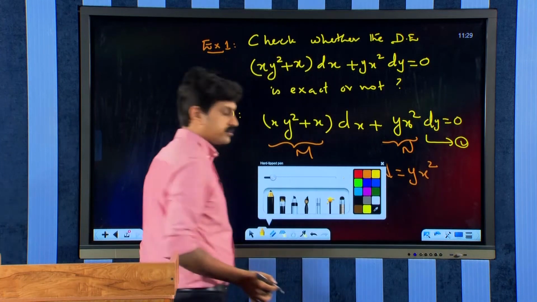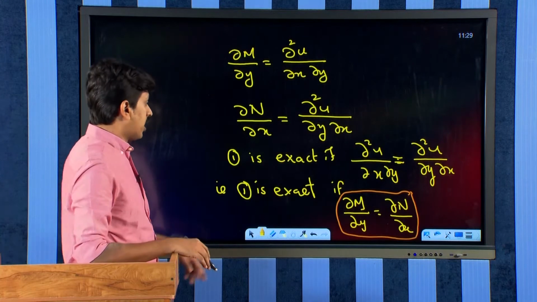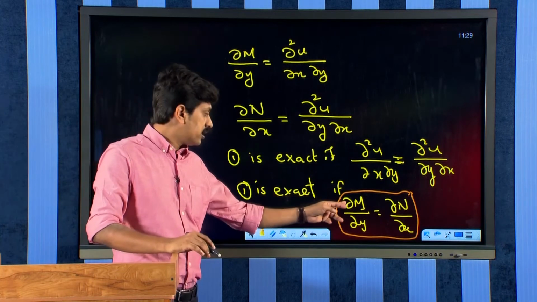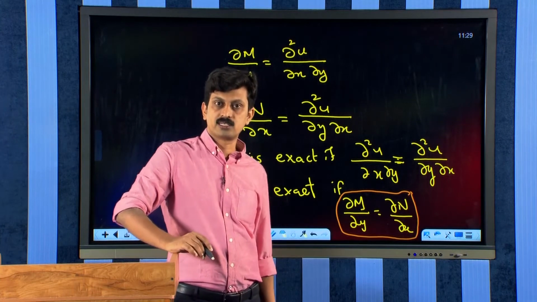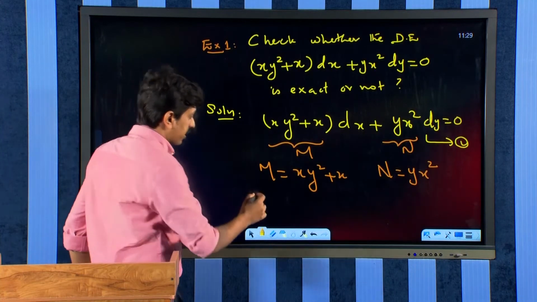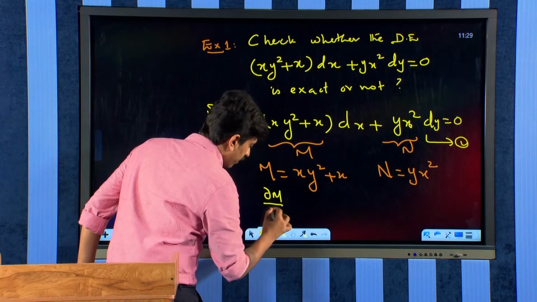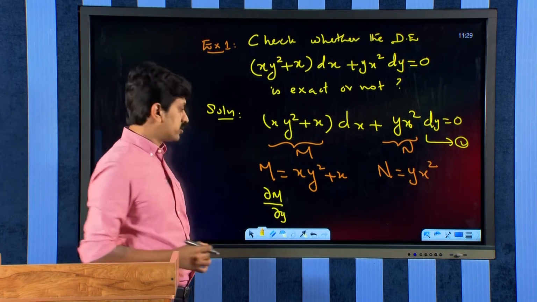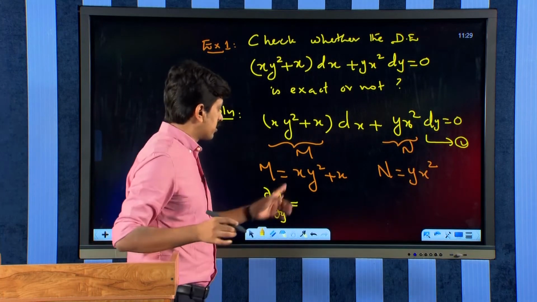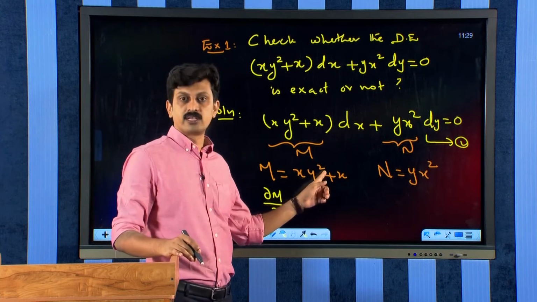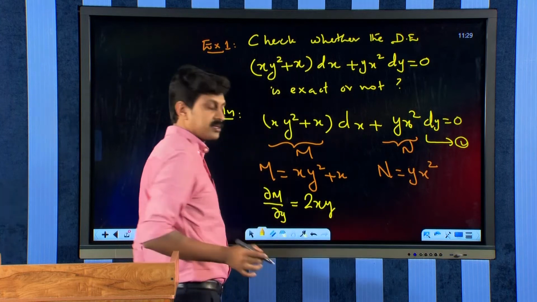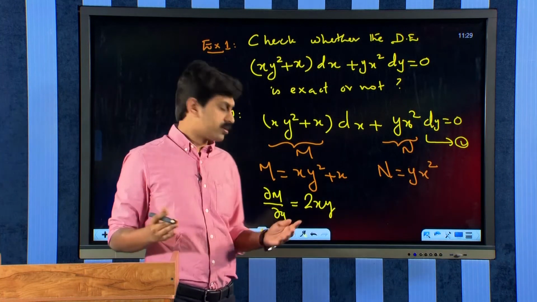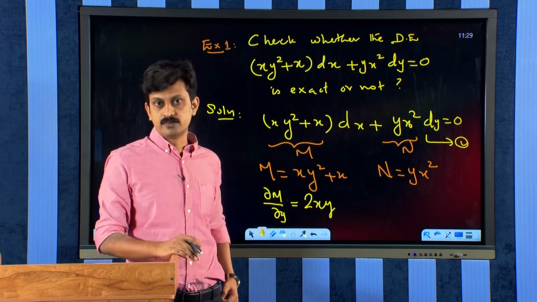So, we have to check whether ∂M/∂y is equal to ∂N/∂x. We can find ∂M/∂y: it is x into the derivative of y², that is 2y, so it is equal to 2xy. The derivative of x is 0, because we are differentiating partially.